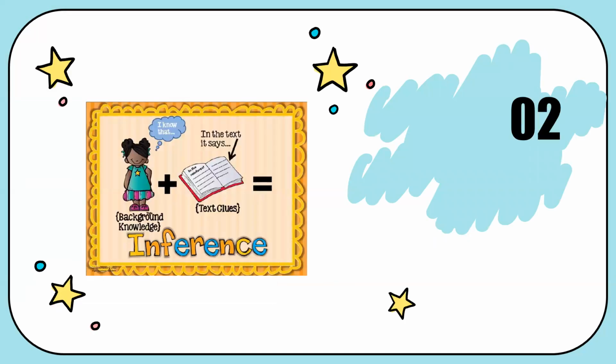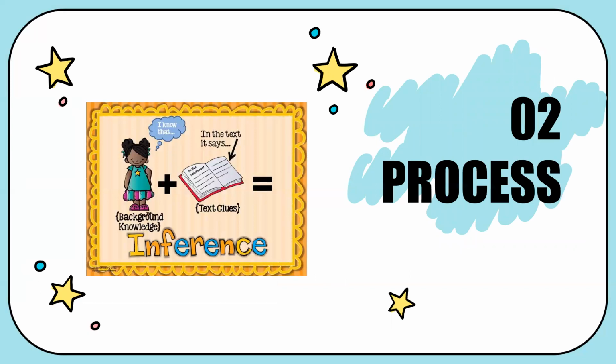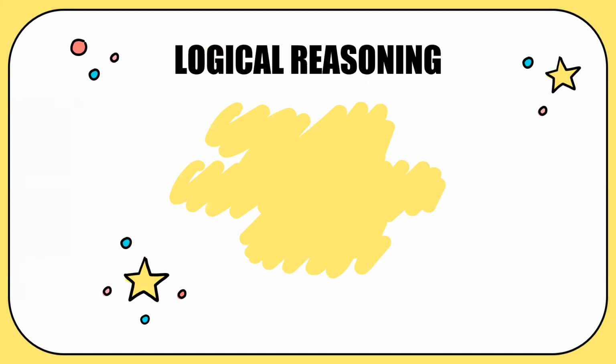So let us now move ahead with the process of inferencing. As you can see in this picture, the reader, while reading a text, uses his background knowledge in order to understand what the writer is trying to convey through the words that he or she is using. And obviously, he looks for the textual clues in the text. So this process of inferencing actually refers to the logical reasoning of the reader.